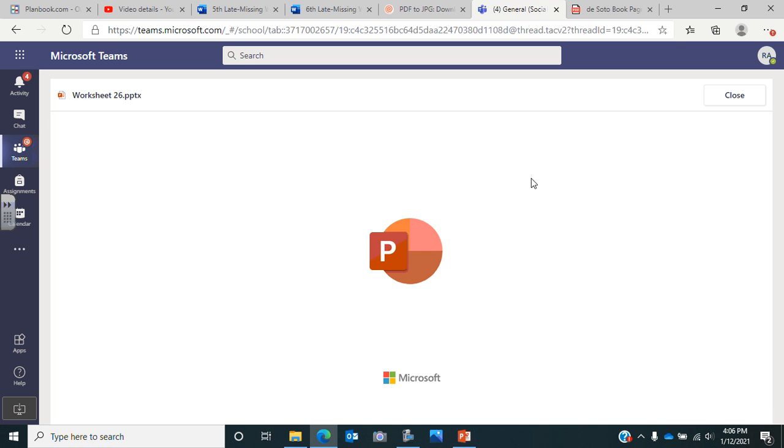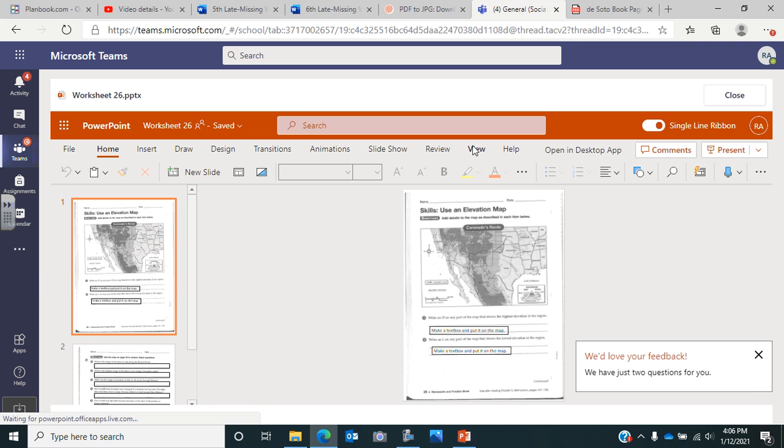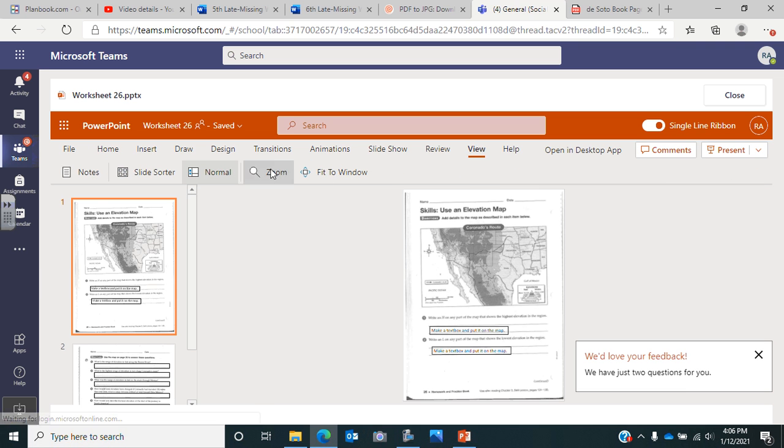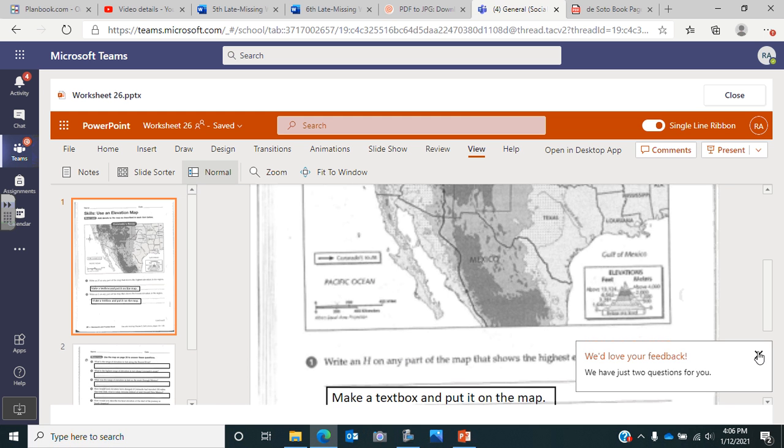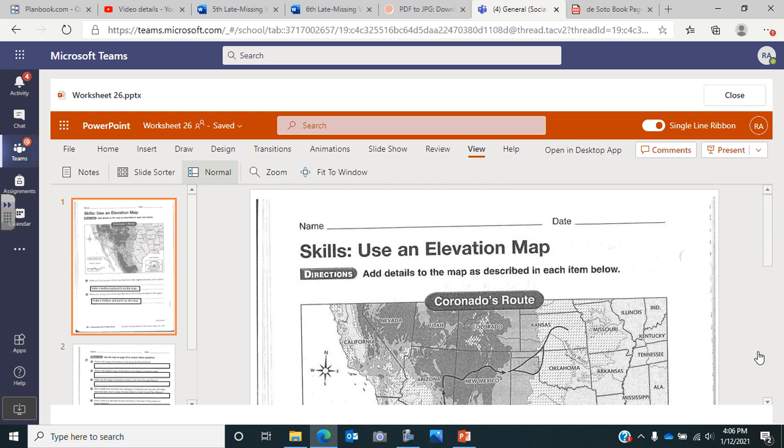And this is another one that has 2 pages, so you want to make sure you do both pages. I always, again, click View, click Zoom. That way I can read what I'm working on, and click OK. So we're going to scroll up, and the first thing we do is read the directions. So for this side, it says add details to the map as described in each item below.